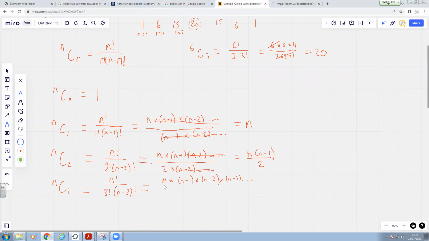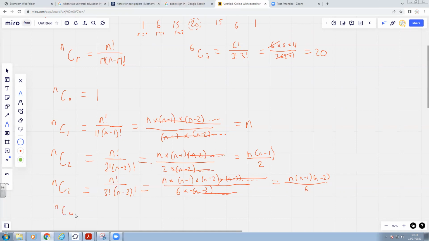Now, 3 factorial is 6. And then you've got times (n minus 3), dot, dot, dot. And so they all cancel, leaving n times (n minus 1) times (n minus 2) over 6, which is 3 factorial, by the way.